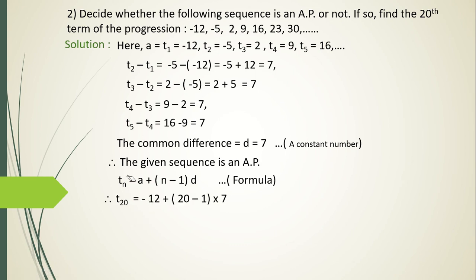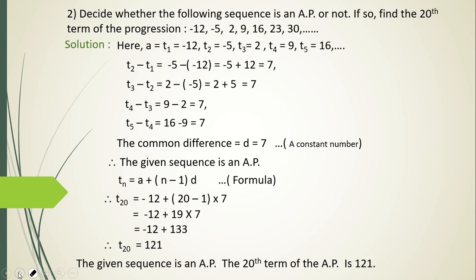Therefore T20: first term A is minus 12, n minus 1 where n is 20, so 20 minus 1 into 7. 20 minus 1 is 19. So we are trying to find the 20th term. 20th term is 121. Alright, hope you are understanding, students. So the given sequence is an AP and the 20th term of the AP is 121. It is very important to write down the final answer like this.